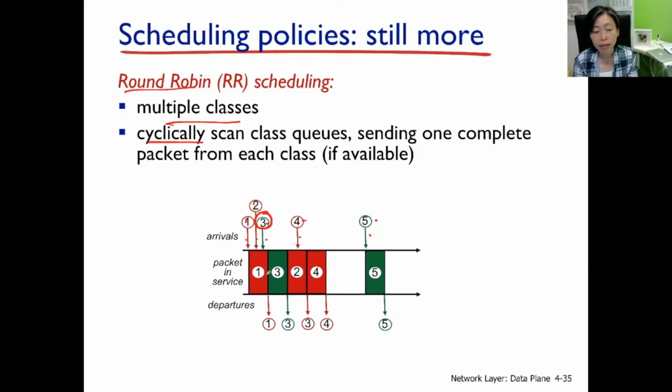We have to rotate. Therefore, after the red packet is served, we serve the green packet. Now, because the next rotation is the red packet again, we take packet 2. Now the next one should be green again, because there's no green packet at all, so we serve packet 4, and so on and so forth.